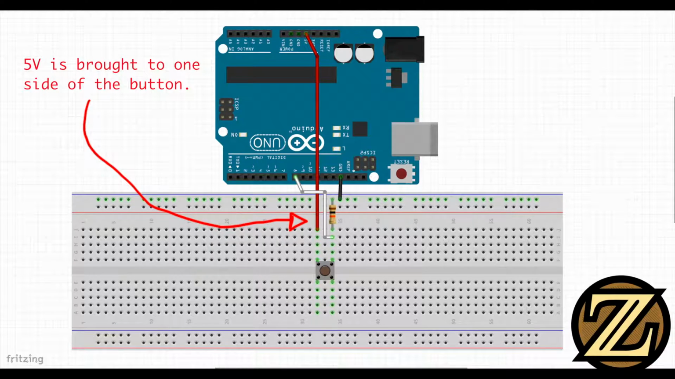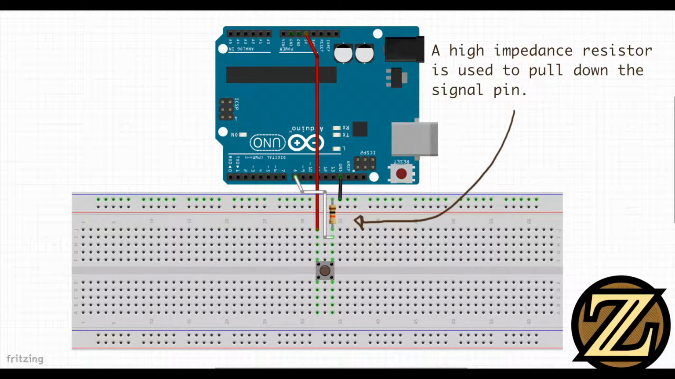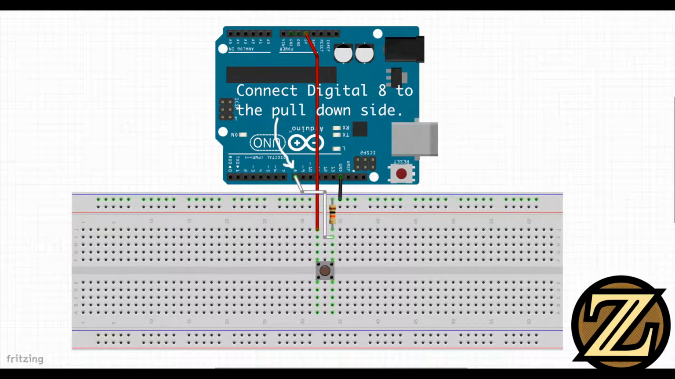First, connect 5 volts to one side of the button. Connect the 10,000 ohm resistor to ground and the other side of the button. Digital 8 should be connected to the same side of the button as the resistor.